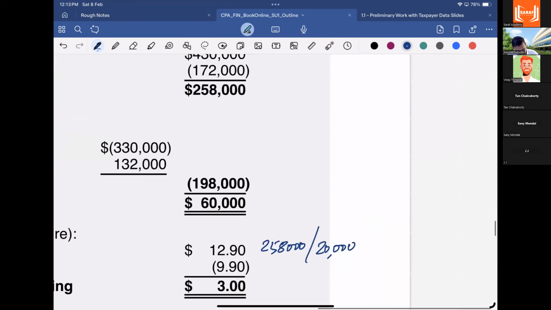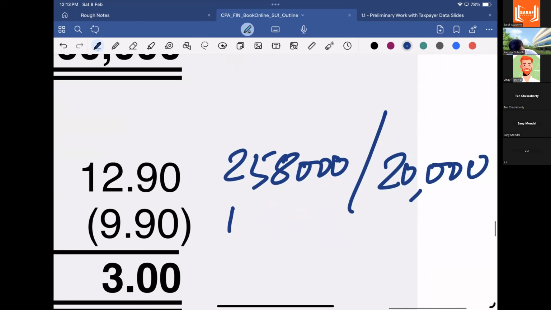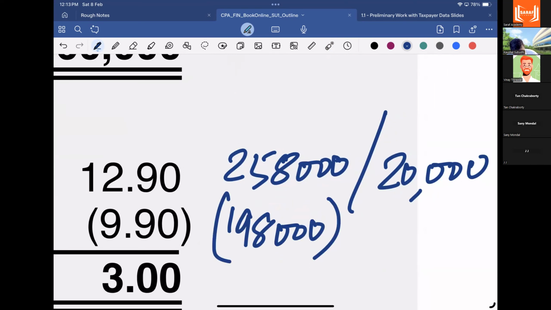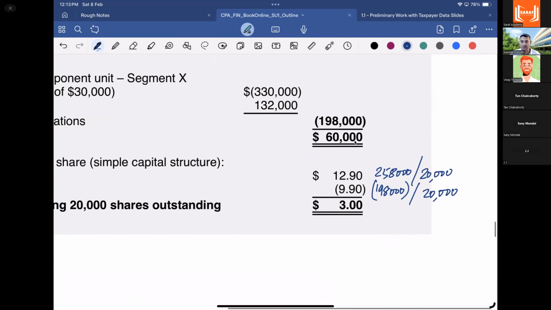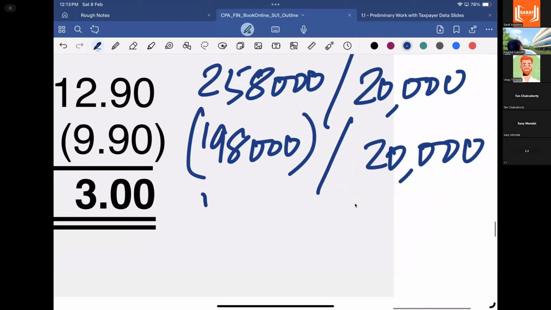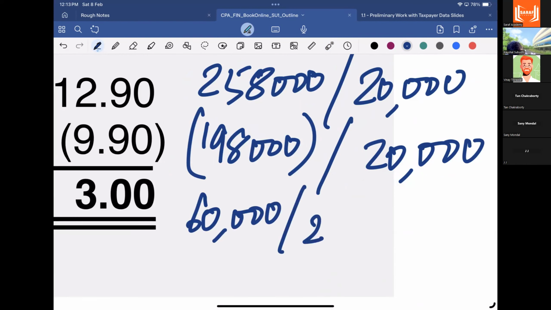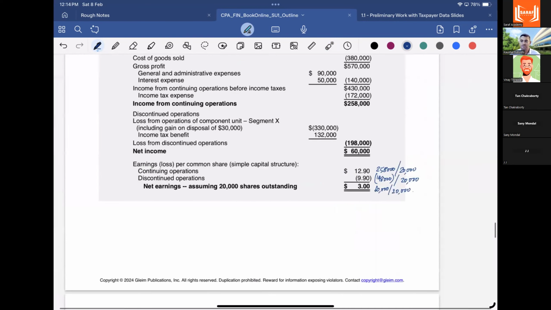And on the other side, if you take $198,000 negative, don't forget the negative sign, and again divide it by 20,000 shares, then per share you are getting 9.9. If you add it up together, you are getting 60,000 divided by 20,000, which is basically 3. All right, I hope you're here with us.